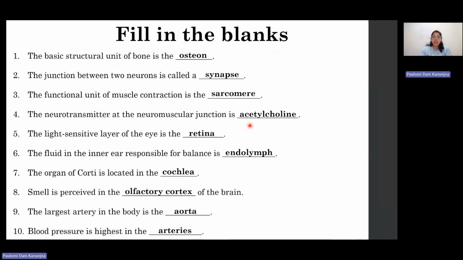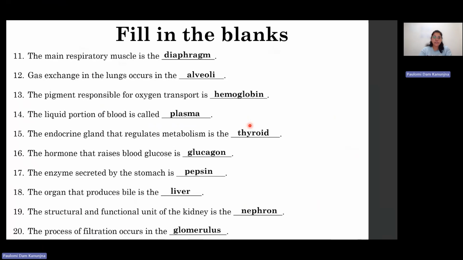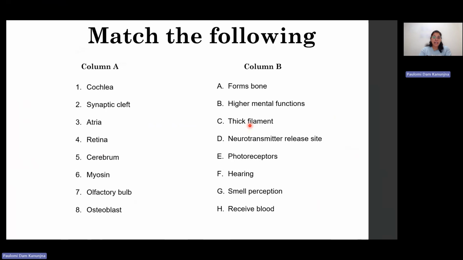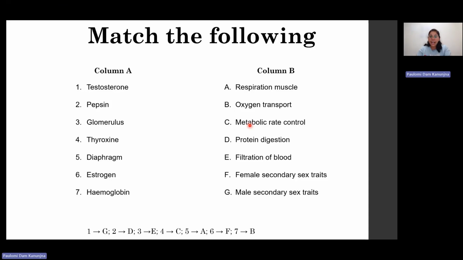So the answers to the fill in the blanks are also there. So what I will do is when I give you the PPT, I will correct the animations and give it to you. Similarly, you have these as fill in the blanks, and you have a lot of match the followings, right? So with that, we come to an end of this session.